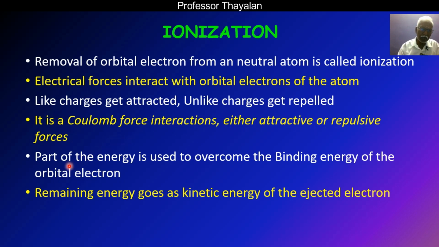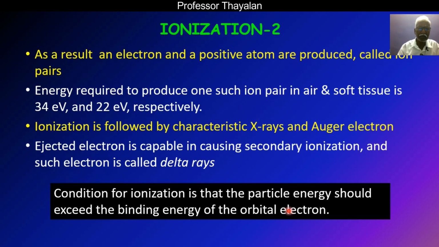In ionization, part of the energy is used to overcome the binding energy of the orbital electron. The remaining energy goes as kinetic energy of the ejected electron. As a result, an electron and a positive atom are formed. This we call ion pairs. What is the energy required to produce such an ion pair? The energy required to produce an ion pair in air is 34 electron volt, whereas in the case of soft tissue, it is 22 electron volt.